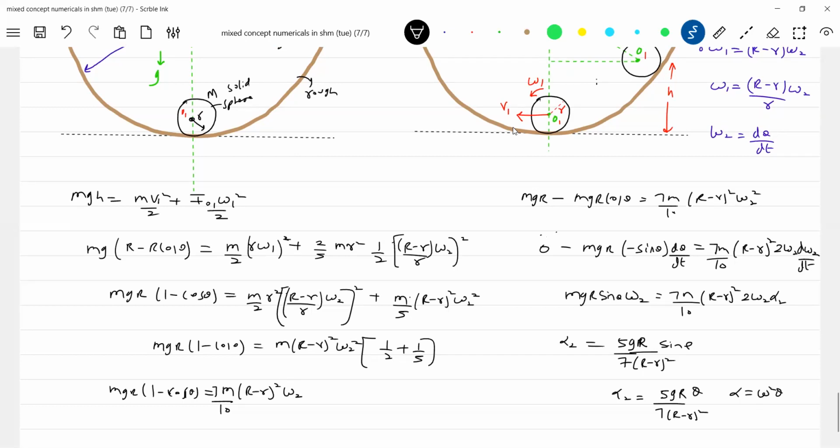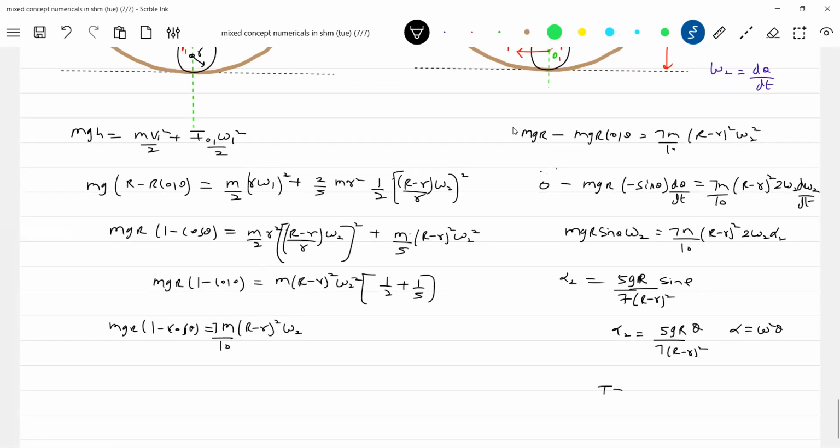Equating this with the equation of SHM, we'll get the time period as 2 pi, okay, this will be the time period. In terms of small r and capital R, if you substitute, you'll get the required answer.